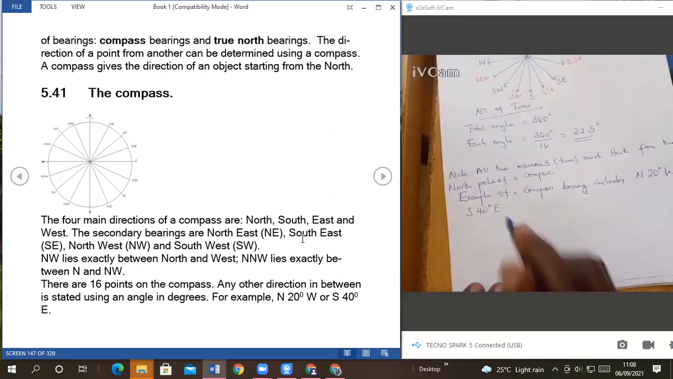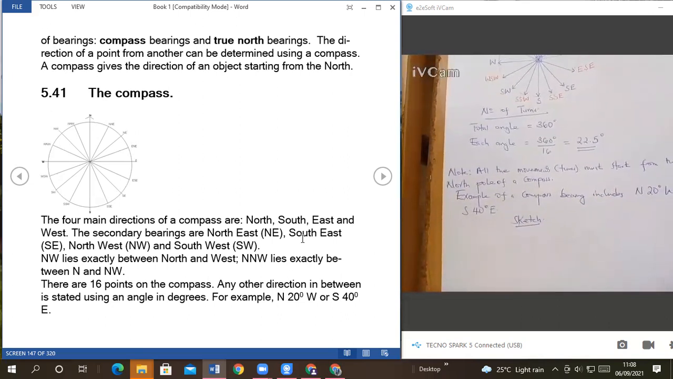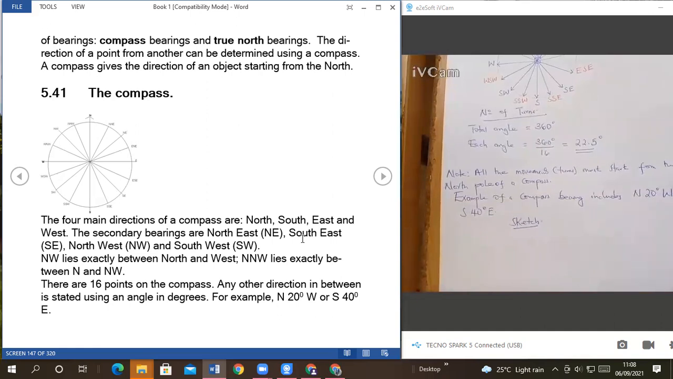So let's come to the sketch. How do we sketch bearing? We must always have a sketch. Are you together, members?